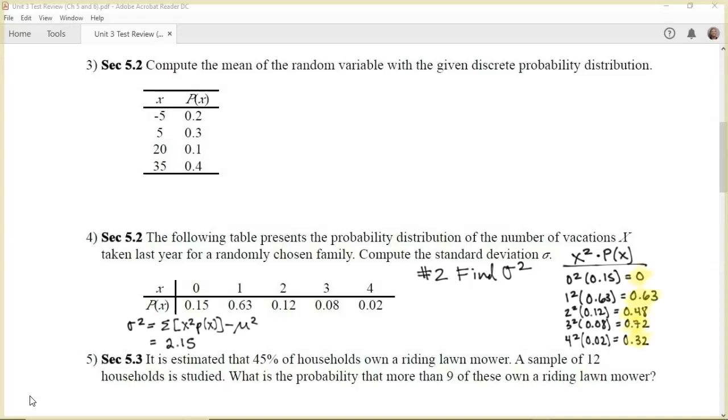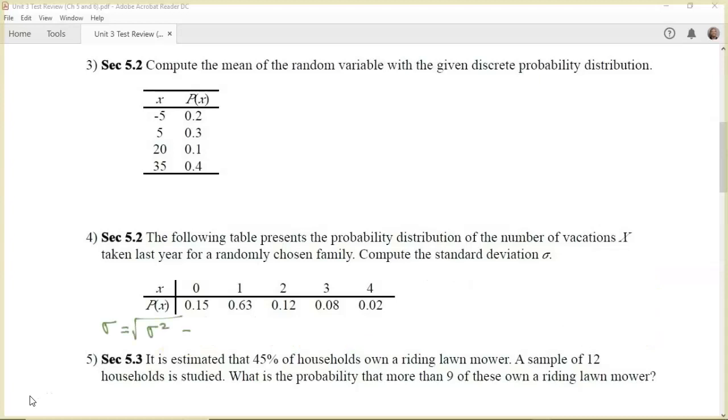So we take the sum of all those numbers highlighted in yellow, which is 2.15, and we subtract 1.19 squared, and we get 0.7339, and that is the variance. Now we need the variance in order to calculate the standard deviation. So next, we square root that number, and that will give us the standard deviation, which will be 0.857 vacations.